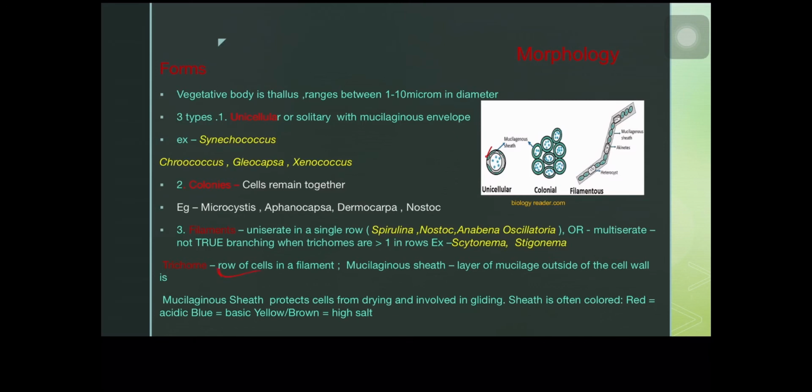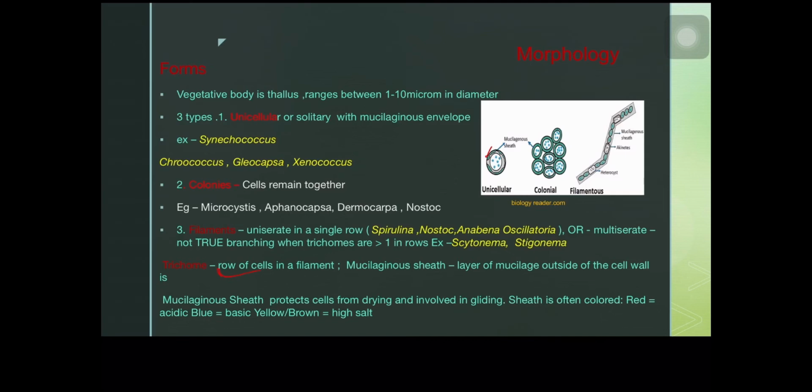A trichome is a row of cells in a filament, and the trichome with the enclosing sheath is called a filament. The trichome which is covered with a sheath is called a filament. The filaments may be arranged in a single row in the uniseriate form. Examples are Spirulina, Nostoc, or else if they are multiseriate, there may be false branching observed, as in Scytonema. A mucilaginous sheath is present in all the forms, either unicellular, colonial or filamentous.